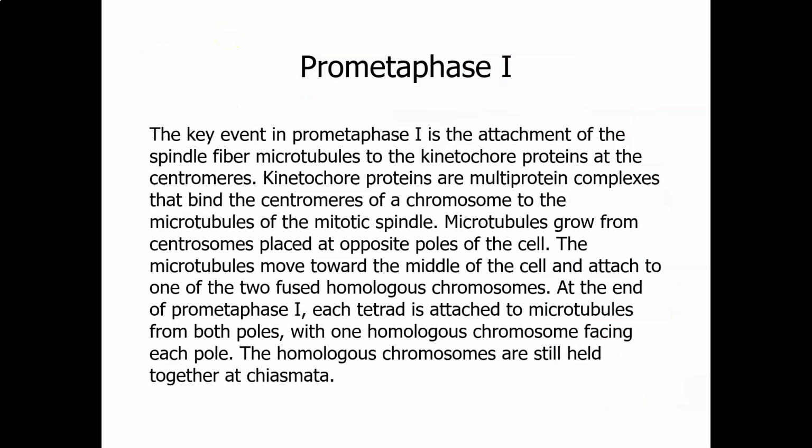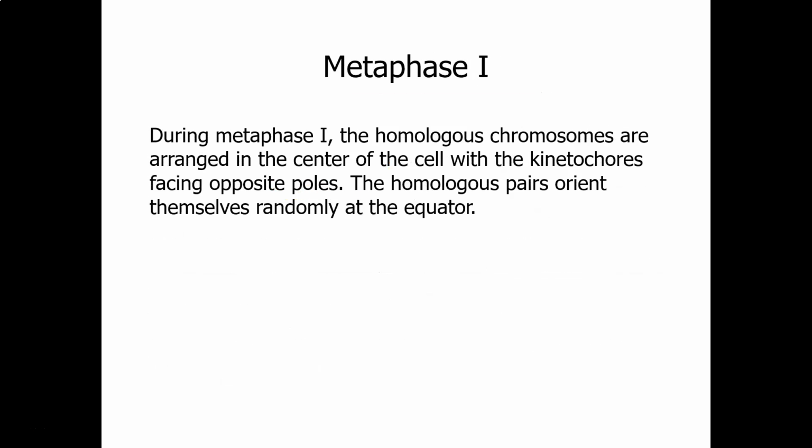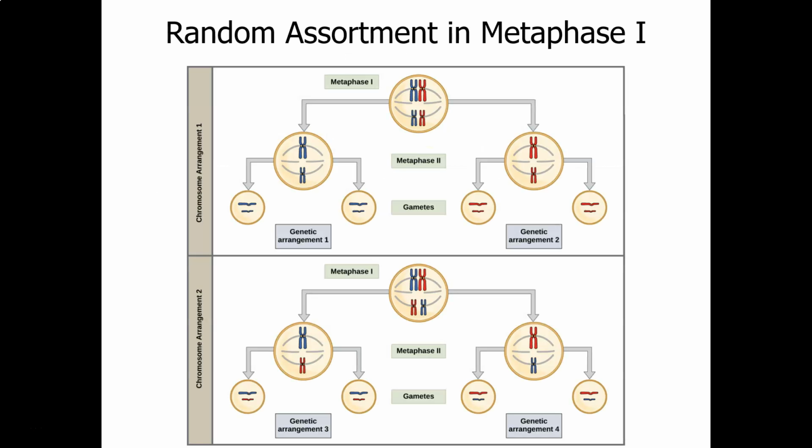In prometaphase 1, same thing as what you expect: the microtubules from the spindle attach to the kinetochores of the homologous pairs. In metaphase 1, the homologous pairs are lined up in the center of the cell, and they assort themselves randomly in metaphase 1. So you can have, for example, here you've got 2 chromosomes from the father on the left and 2 from the mother on the right. Here you've got on the left 1 from the father, 1 from the mother, and on the right 1 from the mother, 1 from the father. In other words, how they line up, how they pair up is random.